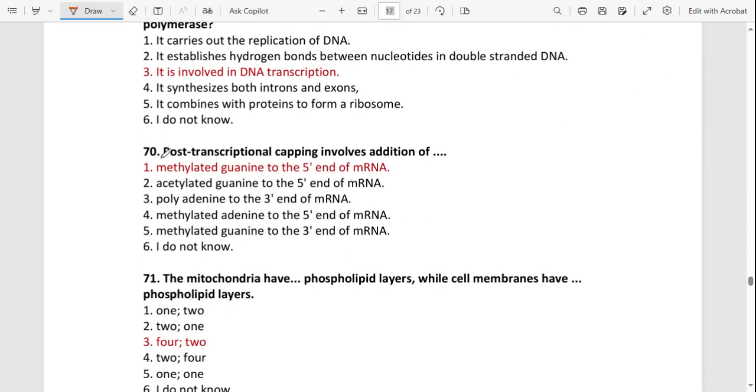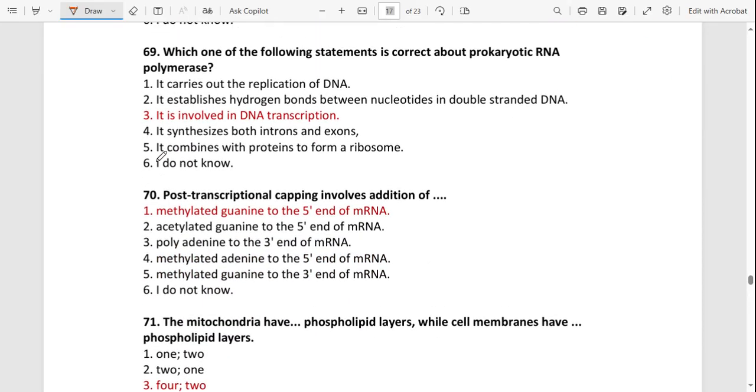Which of the following statements is correct about prokaryotic RNA polymerase? It carries out the replication. Now, what carries out replication is DNA polymerase, not RNA polymerase. RNA polymerase is for transcription. It establishes hydrogen bonds between nucleotides in a double-stranded DNA. Again, not true. This is RNA polymerase, so it has nothing to do with forming bonds in DNA.